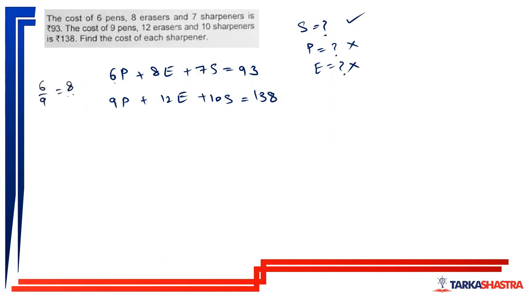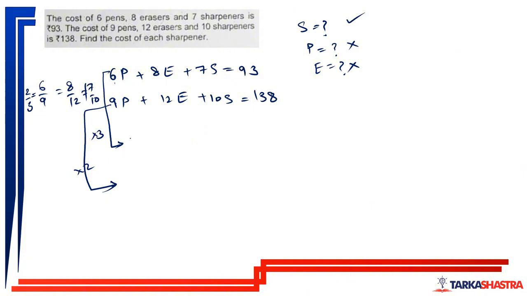Let's see. What is the ratio of the coefficients? 6 by 9, which is equal to 8 by 12. But this is not equal to 7 by 10, right? 6 by 9 and 8 by 12 can be written as 2 by 3. So what I'll do, if I multiply this equation by 3 and this equation by 2, the coefficients of P and E will get equal. Once we add or subtract, they will get eliminated and we get the value of S. But this can be done only because the coefficients of P and E are in a certain ratio.